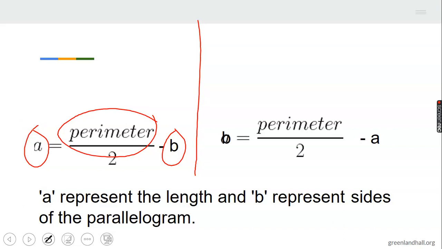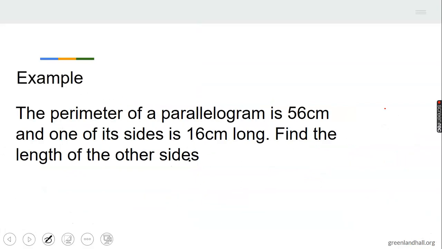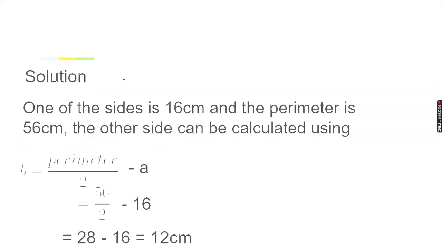Also, if you have to find B, you have to calculate from the perimeter and subtract your A from it, where A and B are the lengths of the sides of the parallelogram. Now, look at this example. The perimeter of a parallelogram is 56 centimeters, and one side is 16 centimeters long. Find the length of the other side.